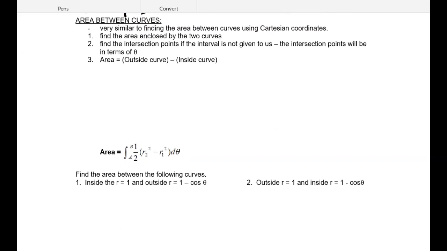Last thing with this polar that we would need to know is the area between curves. It is similar, yet also got something different with what we would have done before in regular function notation when we were doing area between curves. So that's what it says. Very similar to finding area between the curves using Cartesian coordinates. So number one, find the area enclosed by the two curves. Then we need to find the intersection points like we did before. That would be in terms of theta.